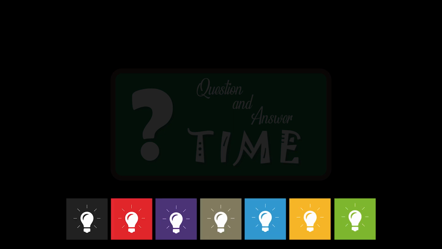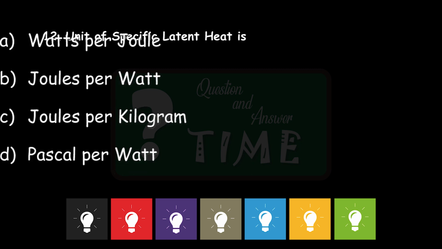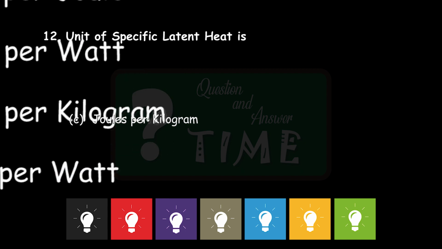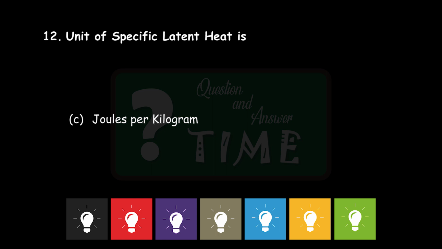Let us look into question number 12. Unit of specific latent heat is option A, watts per joule, option B, joules per watt, option C, joules per kilogram, and option D, Pascal per watt. The answer is yes, it is option number C.